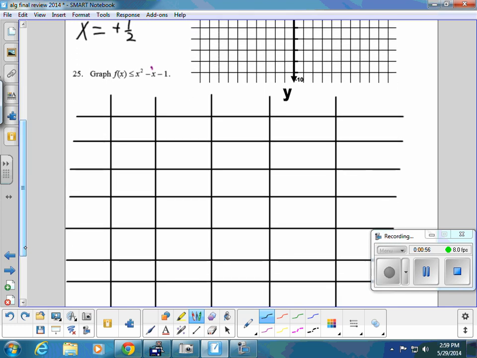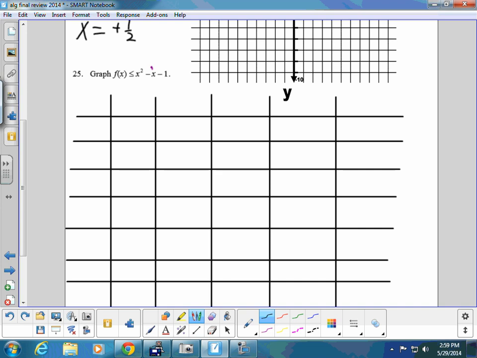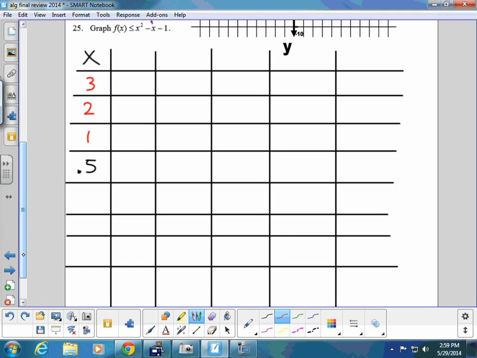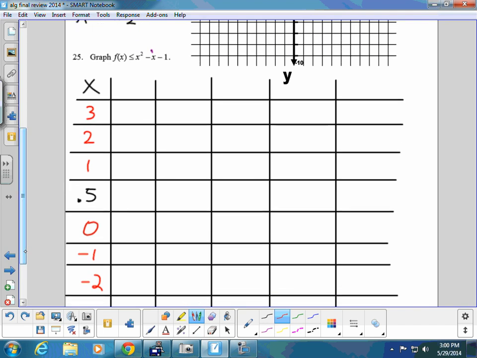So you need to do a chart for this. On your paper you should have a chart, and the center of your chart is going to be at 0.5, or 1/2, whichever one you want to use, which is not a nice number, but you can go up and down from there. So we can go up to 1, 2, and 3 here, and we can go down to 0, -1, and -2 here.